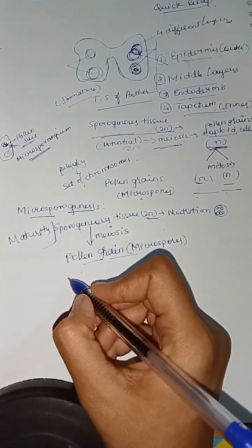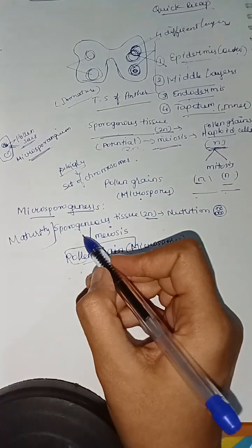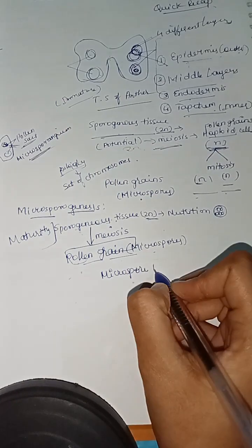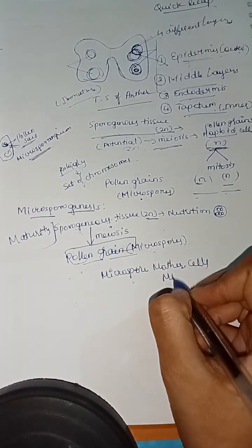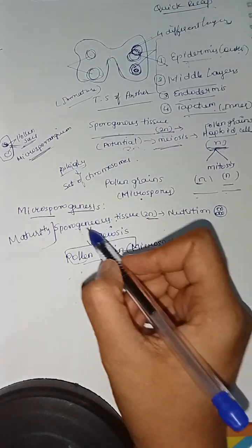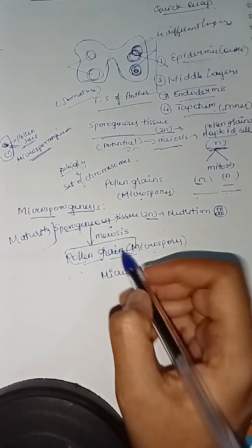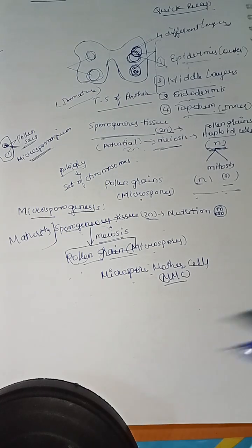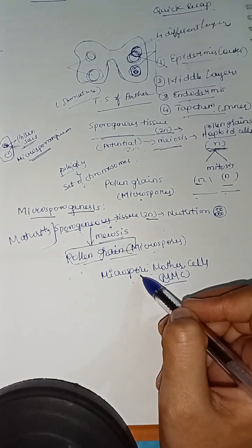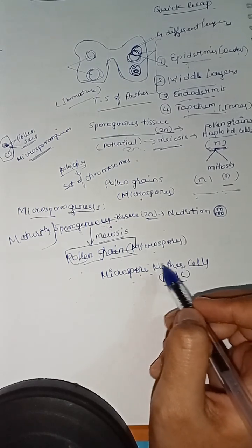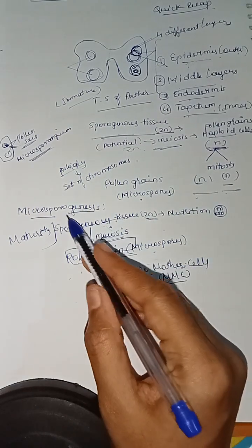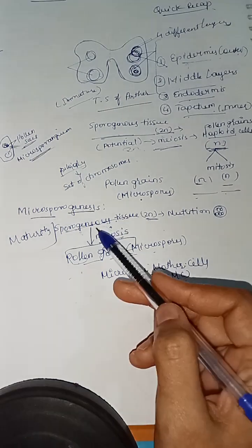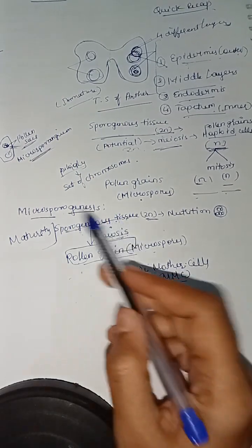The definition is the process of formation of pollen grains from the sporogenous tissue, which is also called the microspore mother cells, MMC in abbreviation. Once again, you can define microsporogenesis as the process of formation of pollen grains, or microspores, from the microspore mother cells, or sporogenous tissue, by undergoing meiosis.